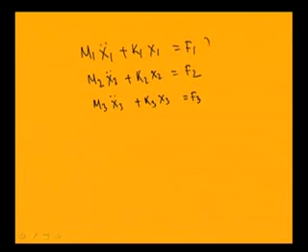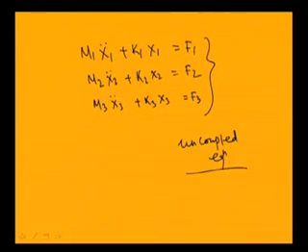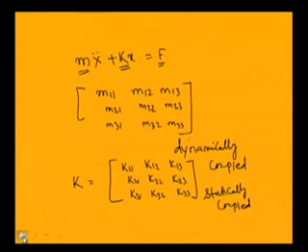So, if you are using principal coordinates x1, x2, x3, then you will get a set of uncoupled equations. These equations are the same as the equations you have seen for a single degree of freedom system. As you are reducing this to that of a single degree of freedom system, you can find the response of the system very easily. When these equations are uncoupled, you can find the response of the system by using different methods.